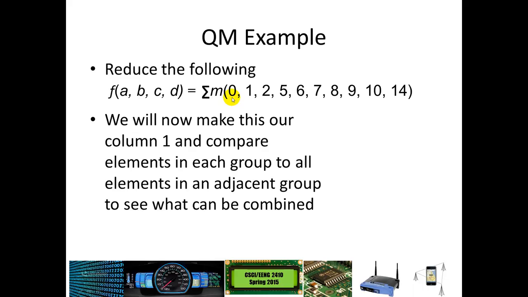1 is going to be 0001. So that's going to be in your 1 ones group. 2 is going to be 0010. That's also going to be in your 1 ones group. And then your 5 is going to be 0101. Since that has two 1s, that's going to be in your 2 ones group. 8 will also be in your 1 ones group because it's going to be 1000.